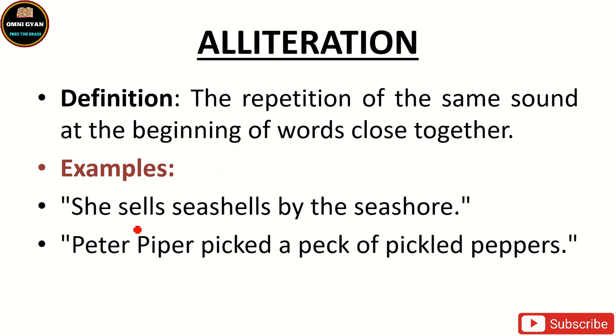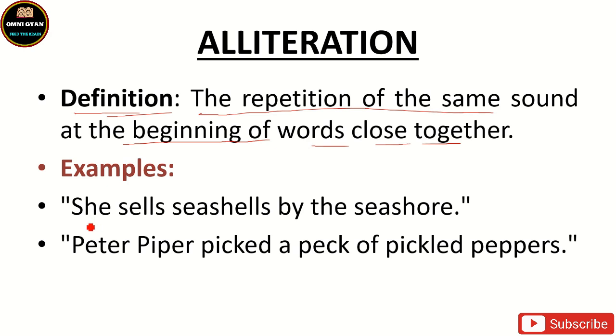Now what is alliteration? Look at the definition, and I have explained in very simple English here, with very easy examples. First, let's see the definition. Alliteration: the repetition of the same sound at the beginning of words close together. Okay, let us see through an example.